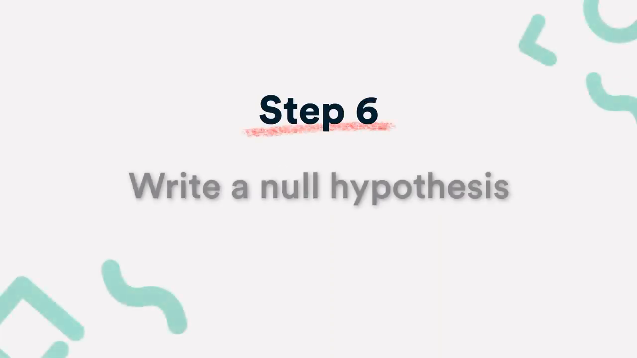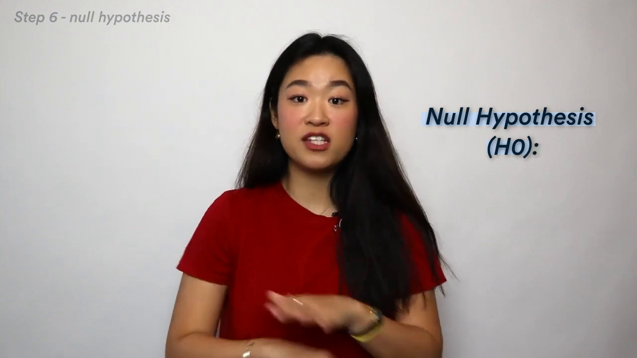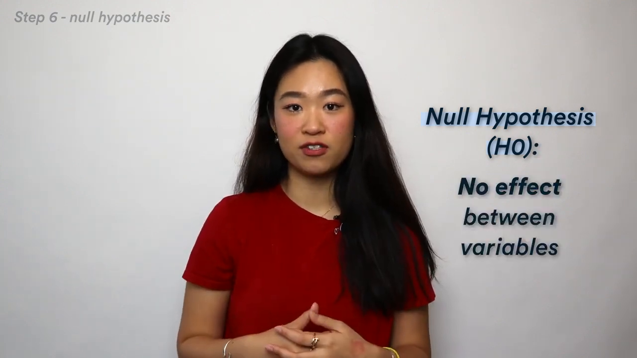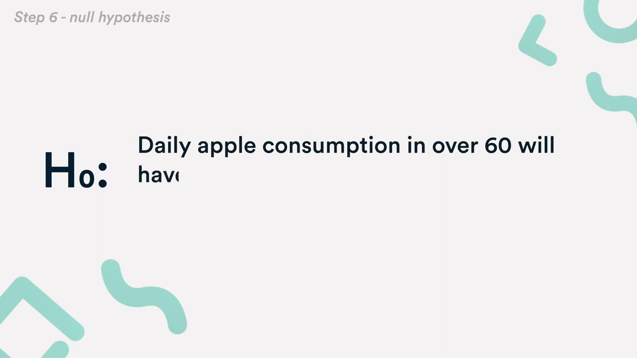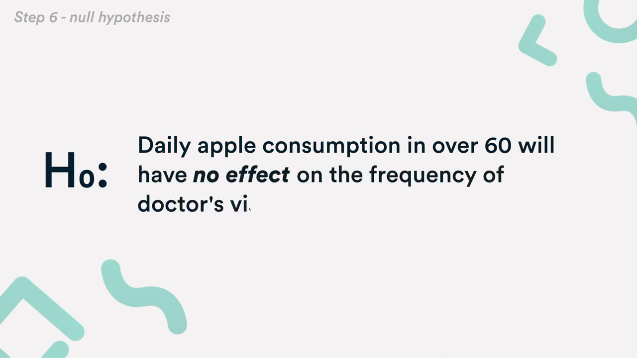Step 6. Write a null hypothesis. Now, if your research involves statistical hypothesis testing, you also need to write a null hypothesis. The null hypothesis assumes there's no effect between the variables. In this case, the null hypothesis is daily apple consumption in over 60s will have no effect on the frequency of doctor's visits.